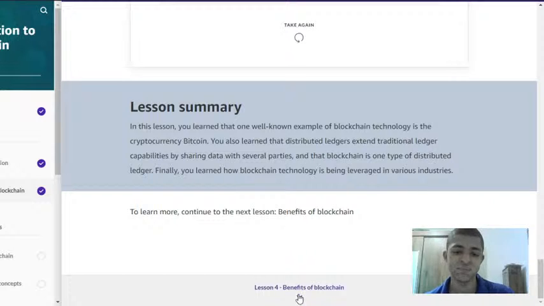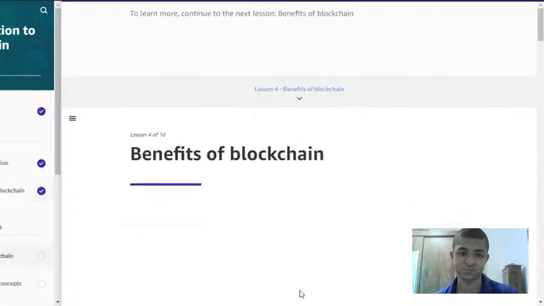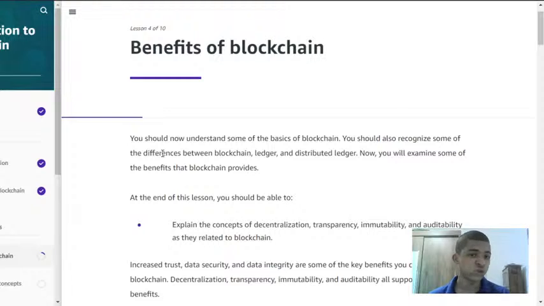Lesson 4, Benefits of Blockchain. You should now understand some of the basics of blockchain. You should also recognize some of the differences between blockchain ledger and distributed ledger. Now, you will examine some of the benefits that blockchain provides. At the end of this lesson, you should be able to explain the concepts of decentralization, transparency, immutability, and auditability as they relate to blockchain.